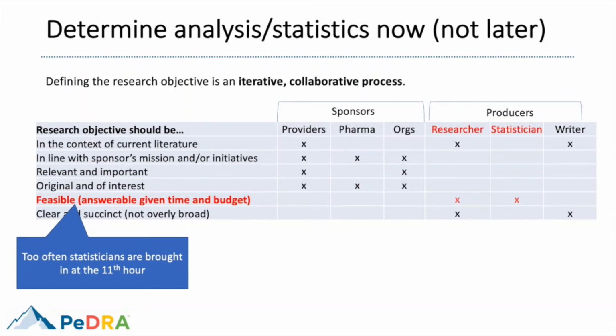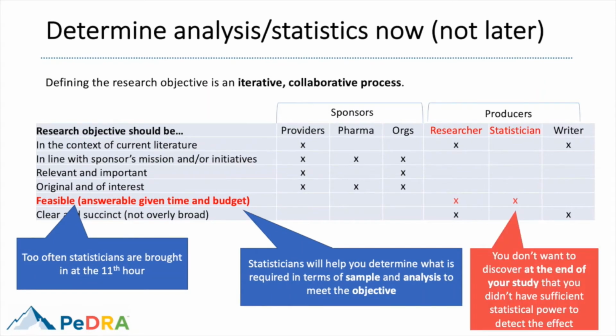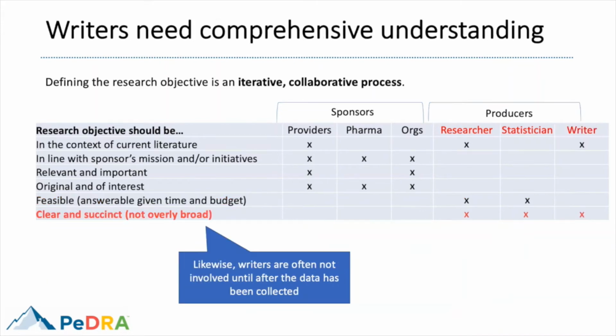Both the value of the literature review and the CHERRIES checklist have illustrated the need to involve the statistician early at this stage. Their involvement in defining the objective is necessary. They are especially valuable when determining sample sources, sample size, and analysis necessary to meet the objective. You don't want to discover at the end of your study that you don't have sufficient statistical power to detect the effect that you're researching.